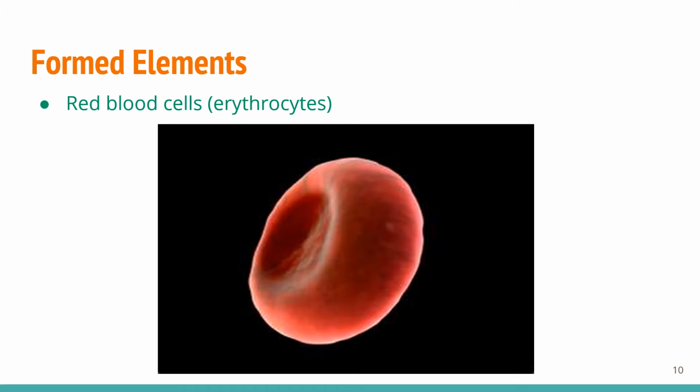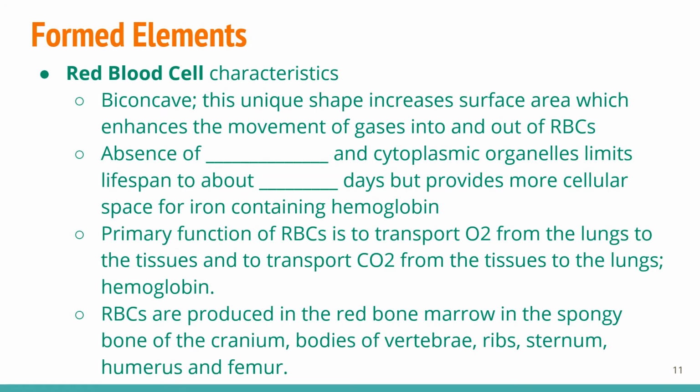Alright, so now we take a look at red blood cells, or erythrocytes, which is another name for them. They are known for their cool little biconcave shape, as you can see here in this picture. The biconcave shape allows an increased surface area, which helps enhance the movement of gases into and out of the red blood cells. Okay, so that's some of the characteristics of red blood cells.